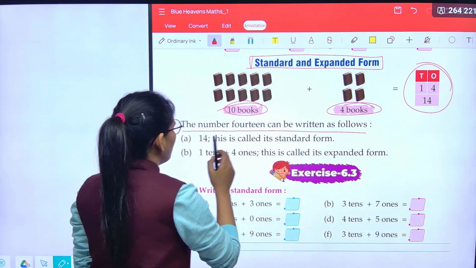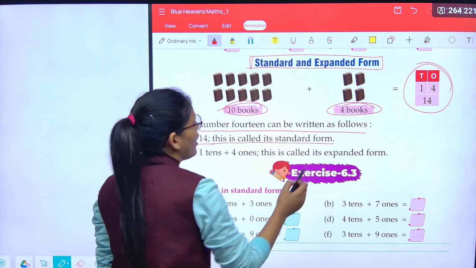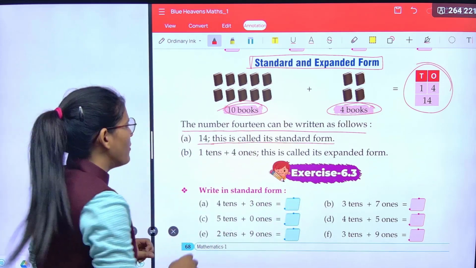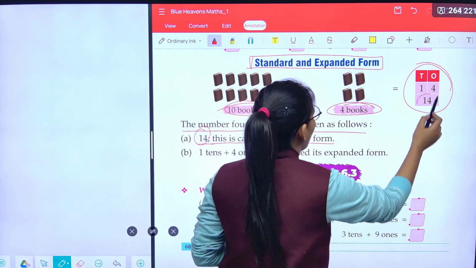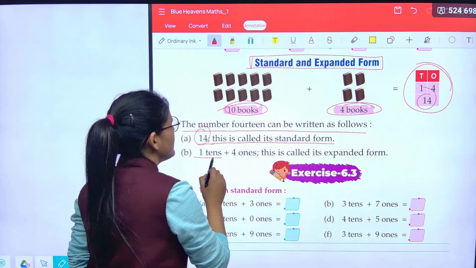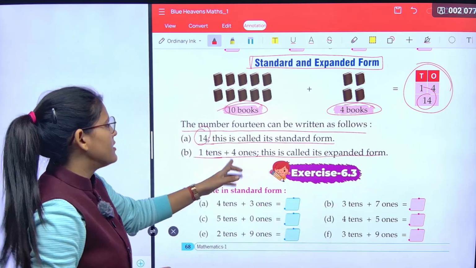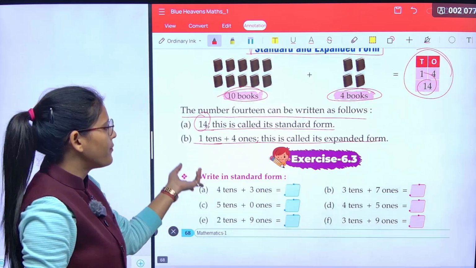Now the number 14 can be written as follows. 14 is called its standard form. Class, see, it is standard form, and 1 tens plus 4 ones, this is called its expanded form.